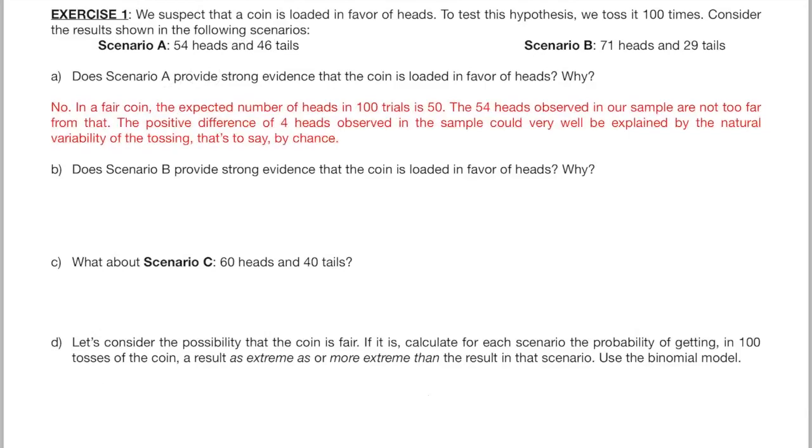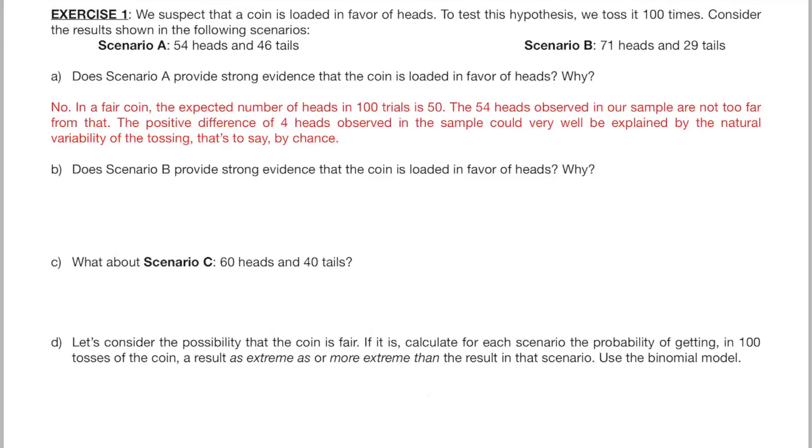I am phrasing this answer here in more proper terms. No, there is no evidence that the coin is loaded in favor of heads. In a fair coin, the expected number of heads in 100 trials is 50. The 54 heads observed in our sample are not too far from that. The positive difference of 4 heads could very well be explained by the natural variability of the tossing, that's to say, by chance. Question B. Does scenario B provide strong evidence that the coin is loaded in favor of heads?